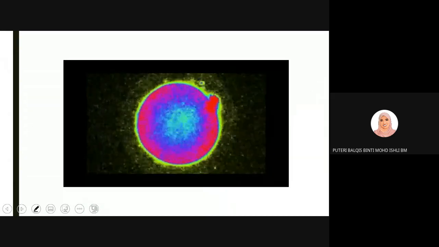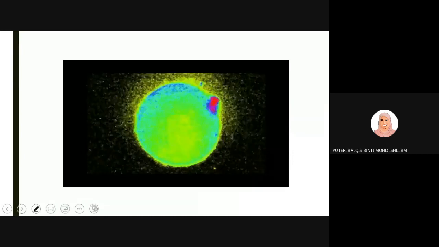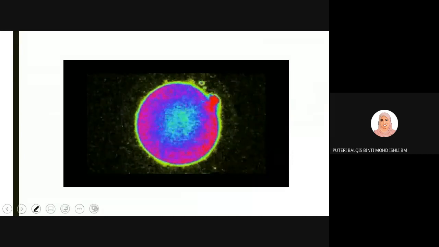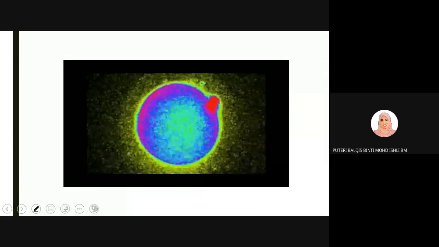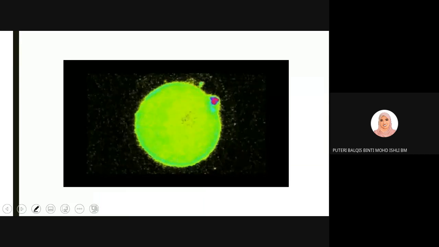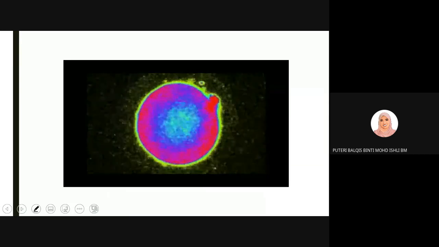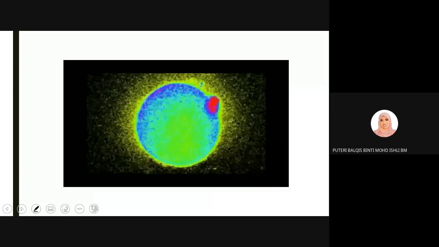Okay, ada flash color kuning tu. Benda yang saya tunjuk ni menunjukkan proses of fertilization. Maksudnya sekarang ni ada sperm tengah fertilize egg. Bila sperm tengah fertilize egg, dia akan hasilkan satu spark, one flash. Okay, macam tu.